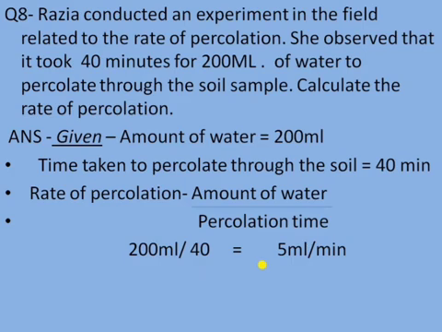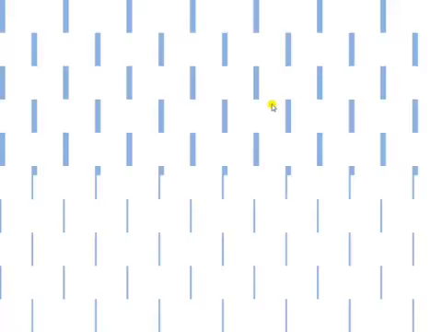As you all know, the rate at which water is absorbed by the soil is known as the percolation rate. The larger the particle size, the higher the percolation rate, and water is absorbed in a shorter time. Moving on to the next question, question number 9.